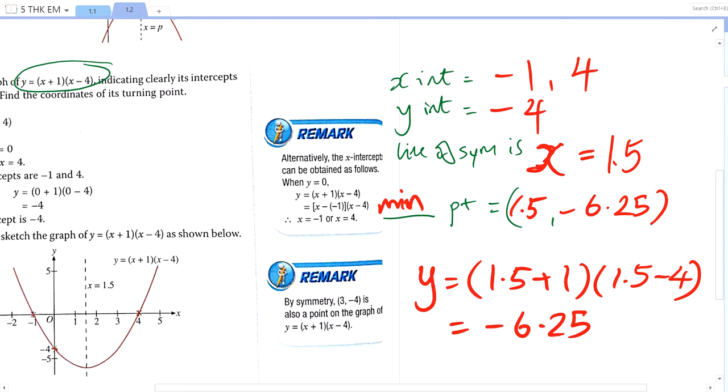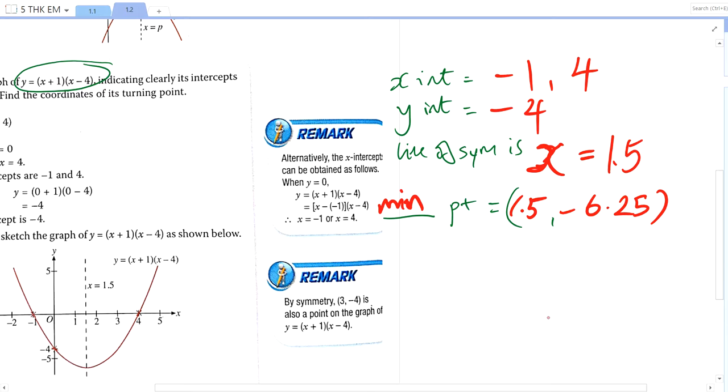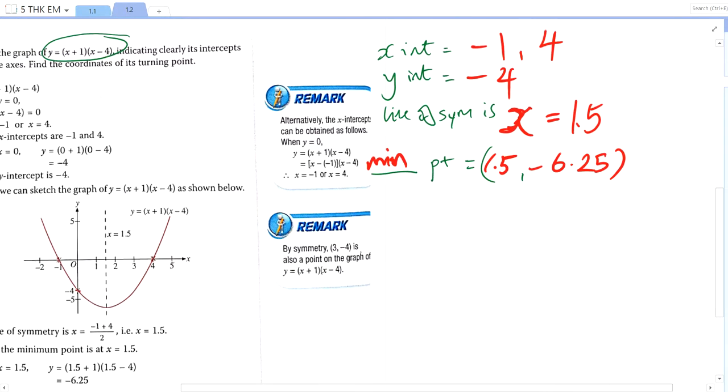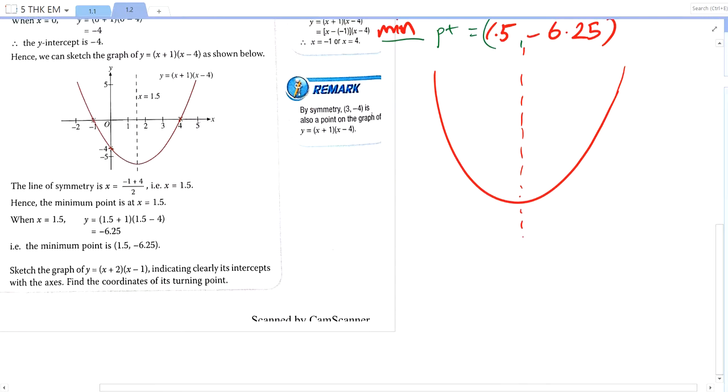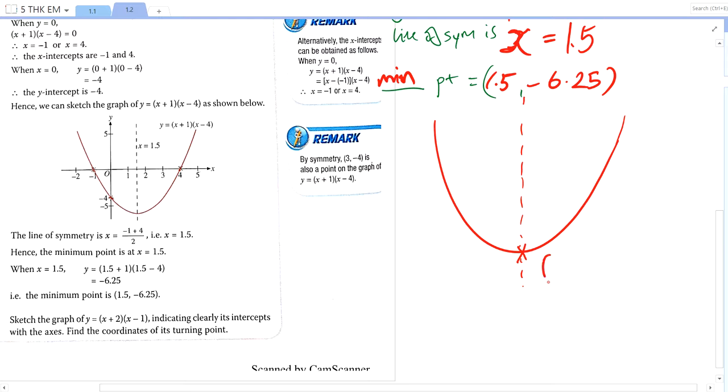Okay, so these are all the information we require to sketch our graph. The sketching process is still the same. I will first sketch the shape of the graph. What kind of shape? Minimum point must look like this. It must be symmetrical. So this is my line of symmetry. I know my minimum point is 1.5, negative 6.25.